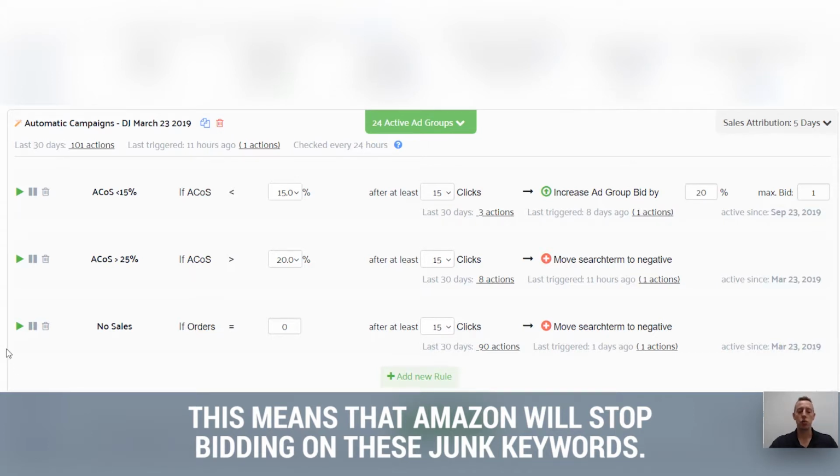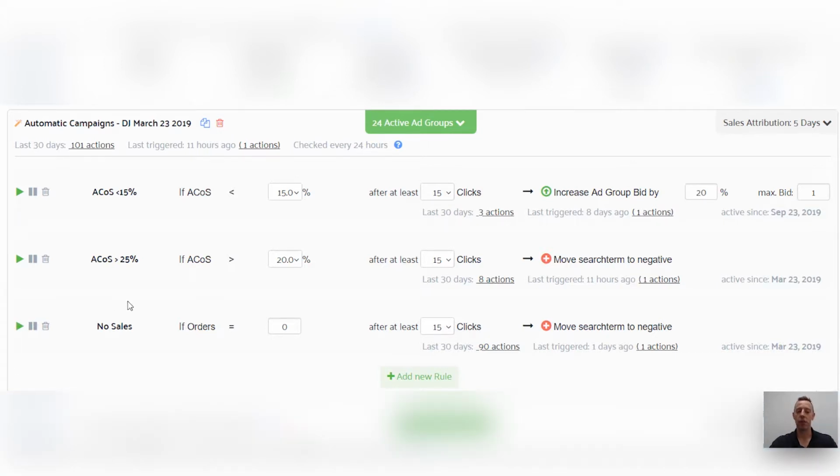And on this third rule here, we do something similar. We say if after 15 clicks, our threshold, orders are equal to zero. In other words, after 15 clicks, nobody's buying anything from us. Move this keyword to negative.